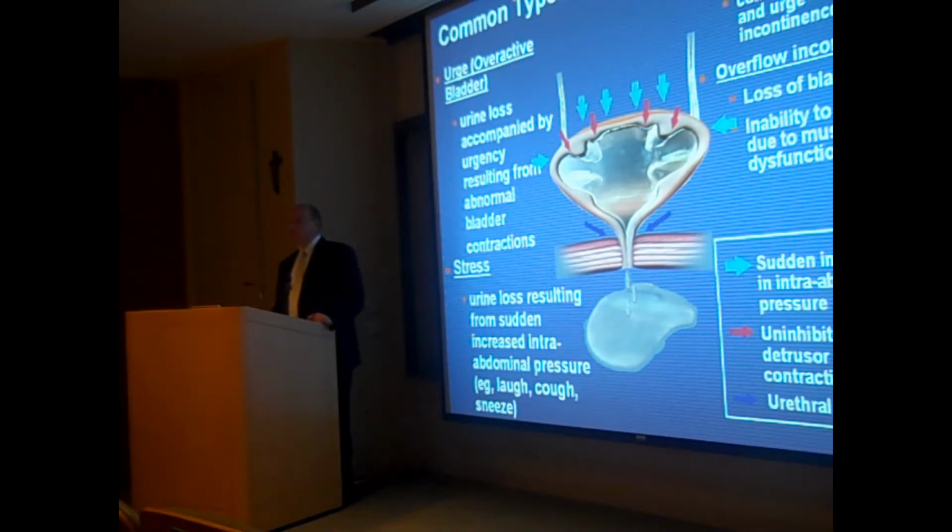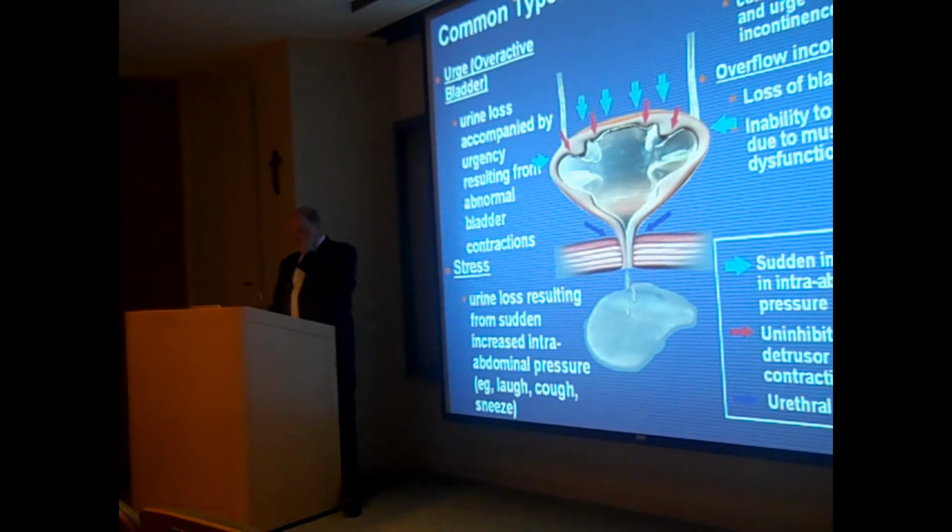And what happens is that there is a sudden urge to empty, not enough time to reach the bathroom, and there's a sudden uncontrolled loss of urine. That typically is the result of a bladder spasm. So that's a physiologic cause. The other, and perhaps the most common type, is something called stress urinary incontinence.